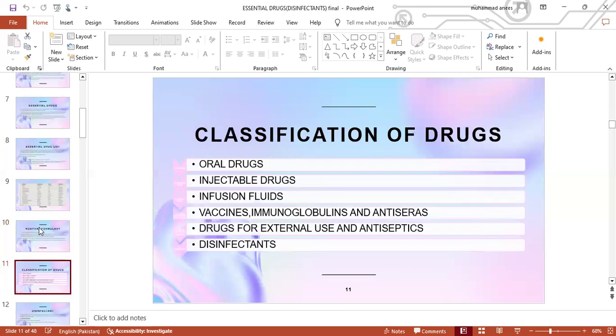Moving on to the classification of these essential drugs, these can be oral drugs, injectable drugs, infusion fluids, vaccines or immunoglobulins or anti-serums, drugs for external use or antiseptics, and disinfectants. Now we're going to see in detail what disinfectants are.